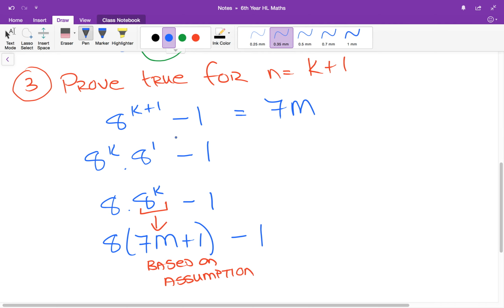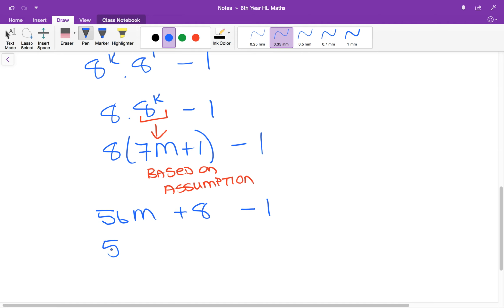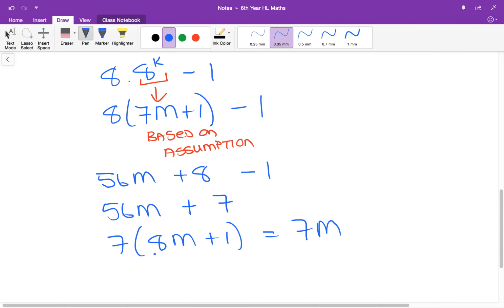So multiply it out, so that's 56m plus 8, and then you still have your minus 1, which is 56m plus 7. So I can take 7 out as a common factor, which leaves me with 8m plus 1. And essentially we have this thing multiplied by 7, which means we have a multiple of 7, which means it's divisible by 7.